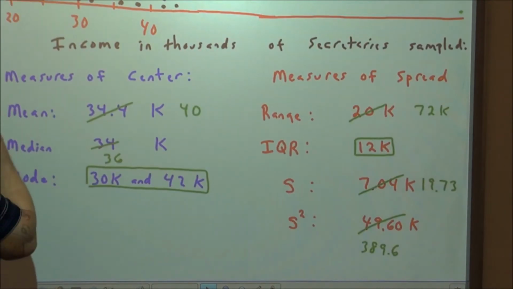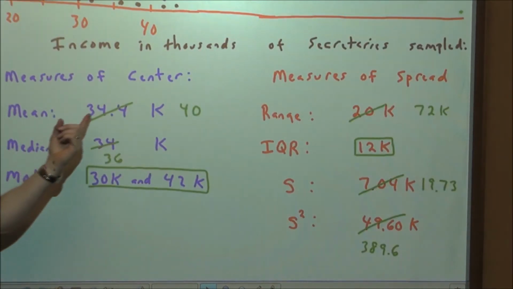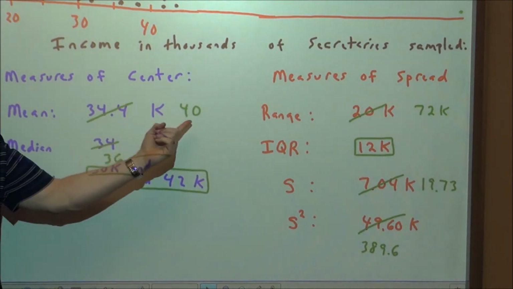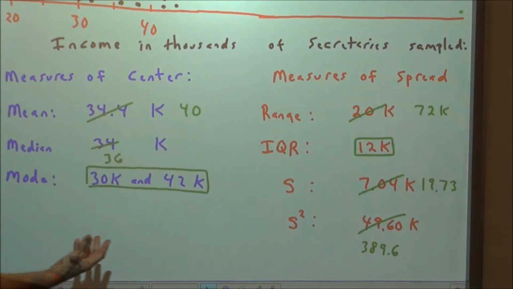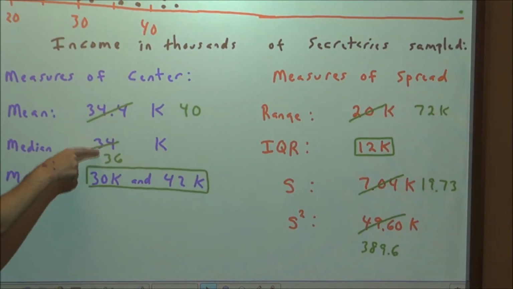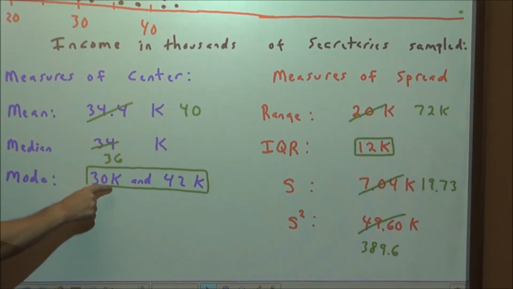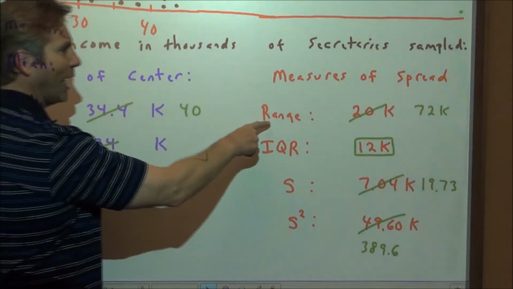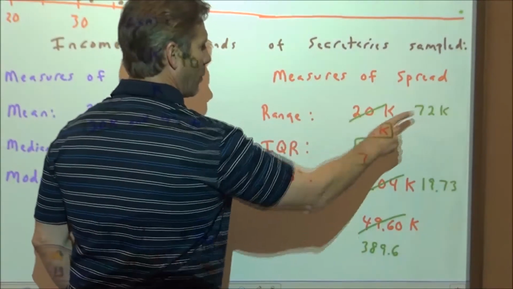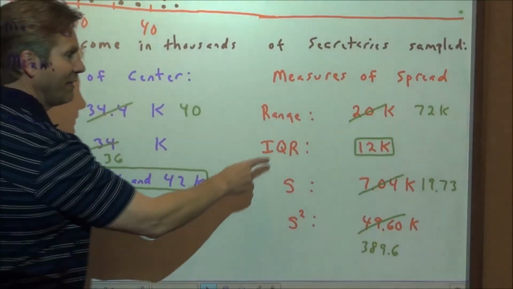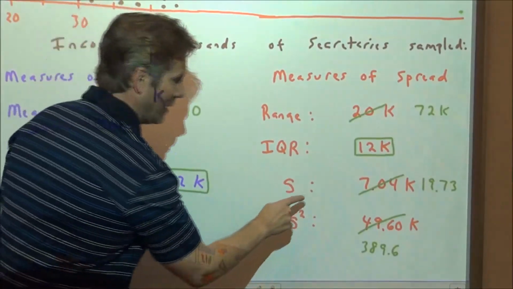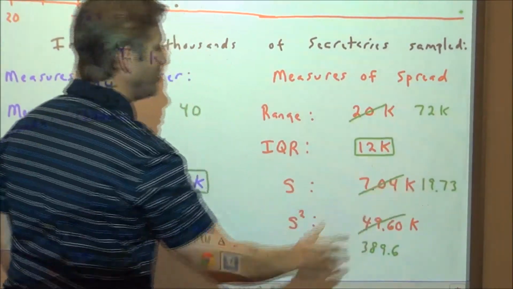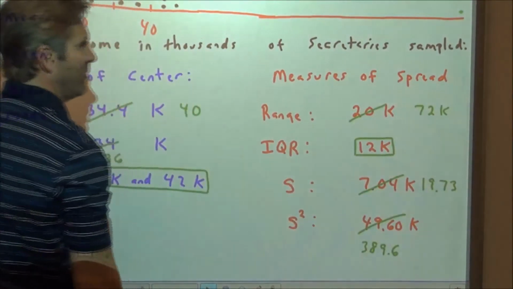Well, what's going to happen is measures of center, the mean is going to go from 34.4 to 40. It's going to be affected quite a bit by adding that one large score. The median's only going to go up a little bit to 36. The mode will remain unchanged. The range is going to take a big hit. It's going way up, very much affected. The IQR, the interquartile range, is not going to change at all. Standard deviation is going to get extremely inflated, as is the variance.